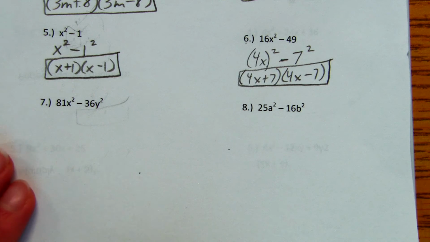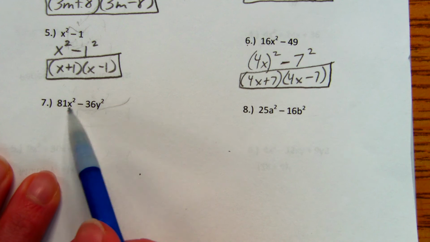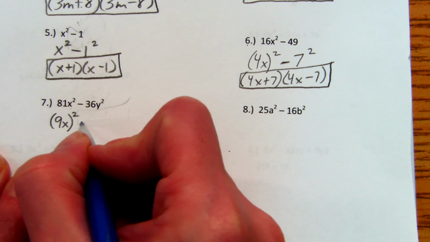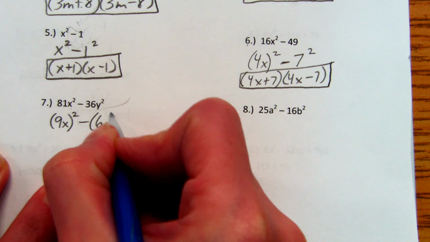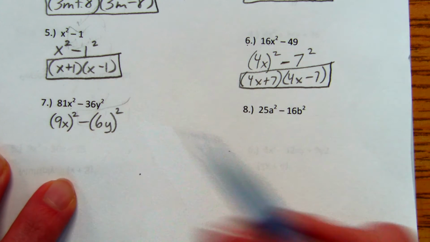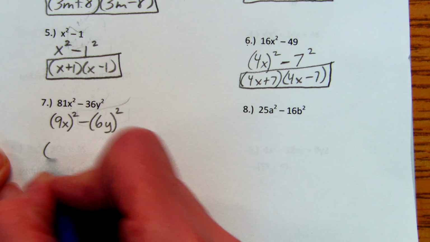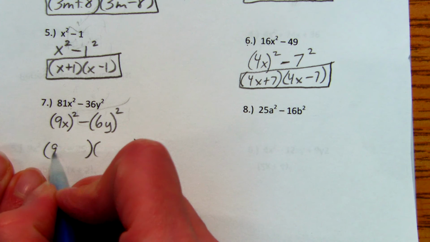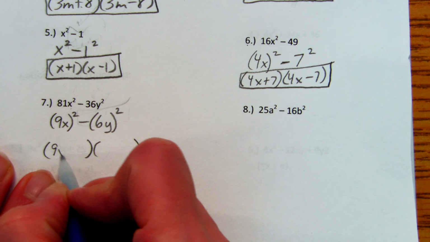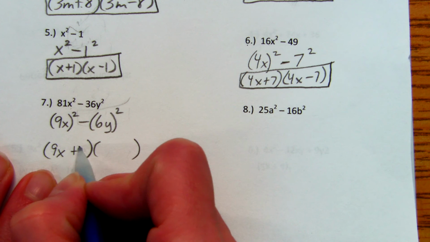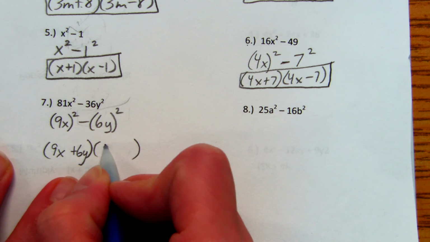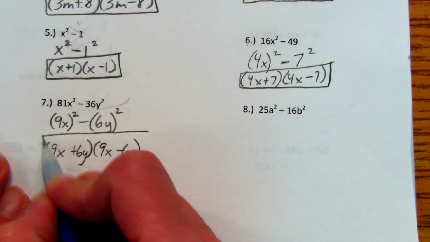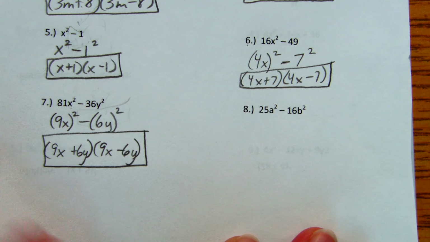We're almost done. So now I have x and y, but that's okay because I can write this as 9x in parentheses squared minus 6y in parentheses squared. So we're just going to have x's and y's in the answer, no big deal. So now that I've got that set up, tell me what goes in the parentheses. 9. Good. 9x plus 6y. Good. And then 9x minus 6y. Very good. So this is just a shortcut.